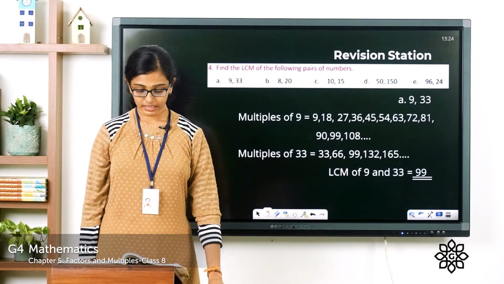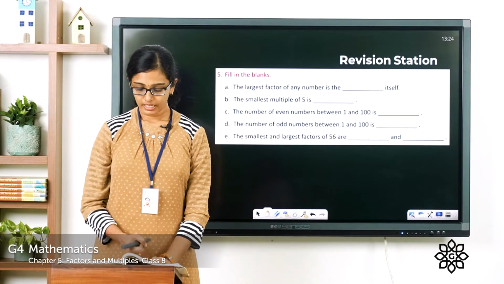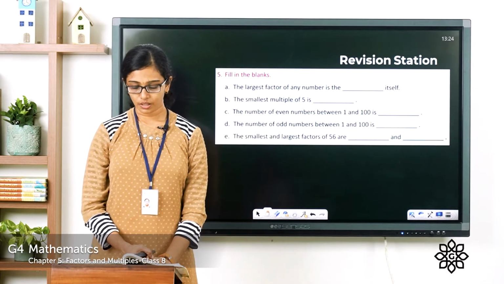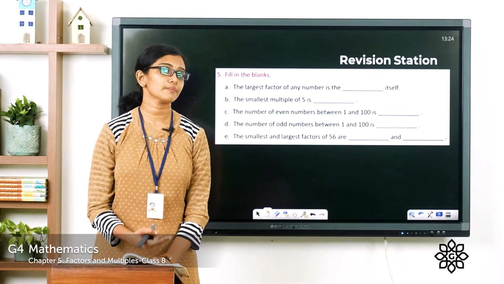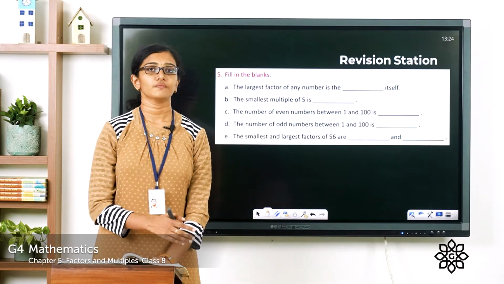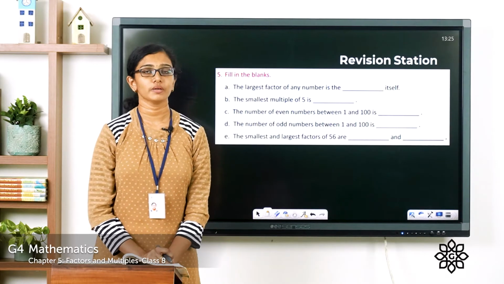Now, let's see the next question. Fill in the blanks. You have a set of 5 questions there. In the first question, the largest factor of any number is dash itself. So when we learned about factors, we learned that for all numbers, 1 will be a factor and the number itself will be a factor.